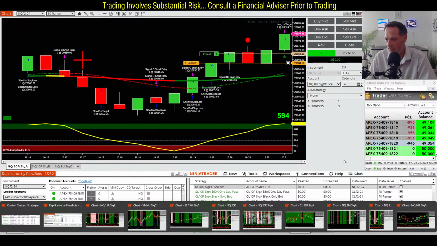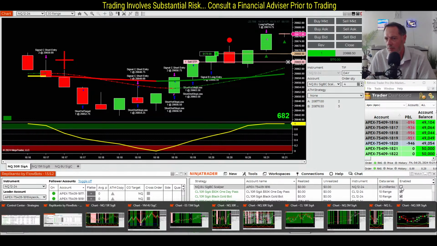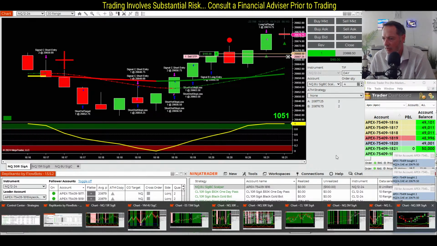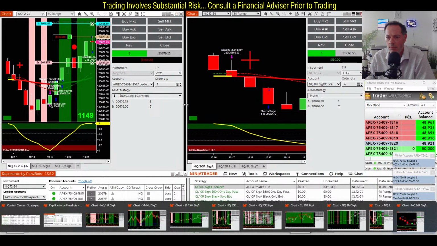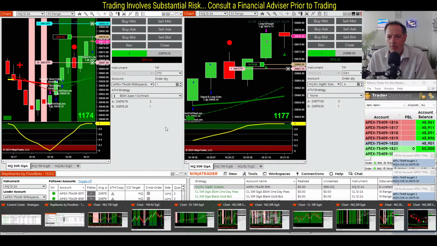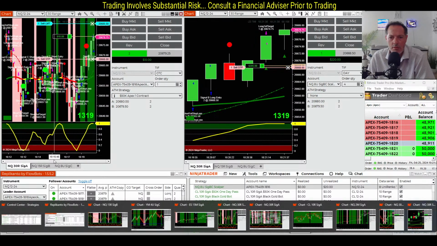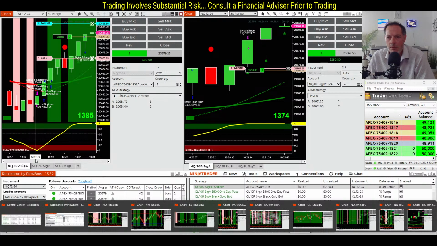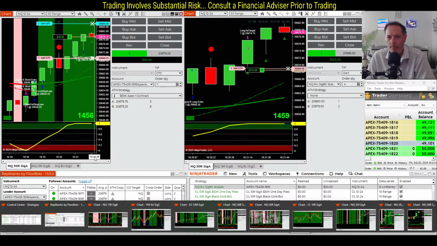Got the first target. Order submitted. Getting a little momentum now. I feel like the momentum's coming out. We'll get back in here. I'm gonna go long. Little move to the upside. Trying to hold 680 on the NQ.